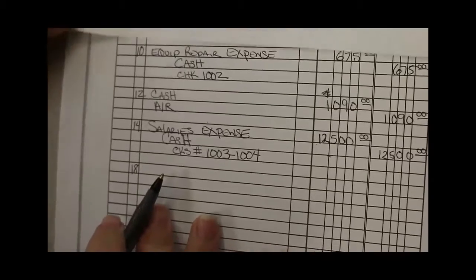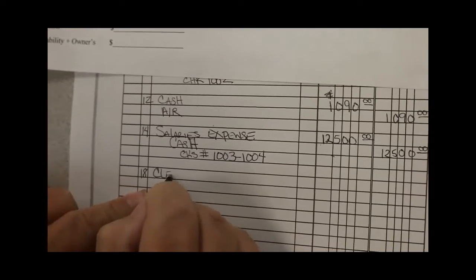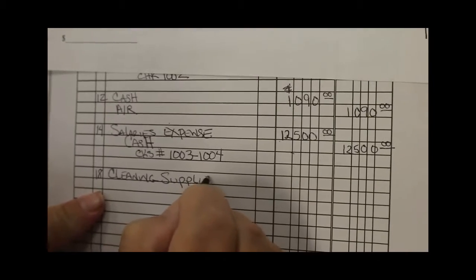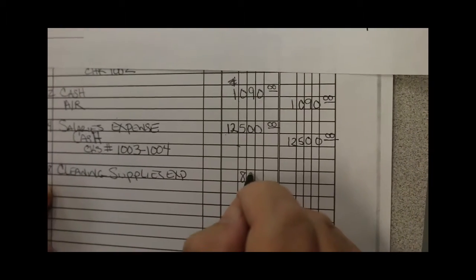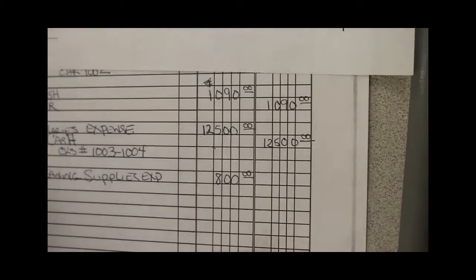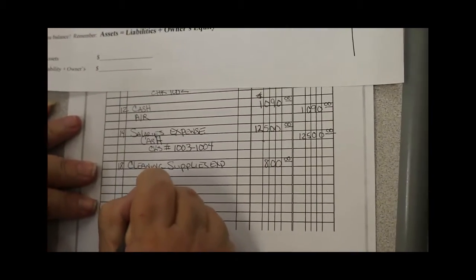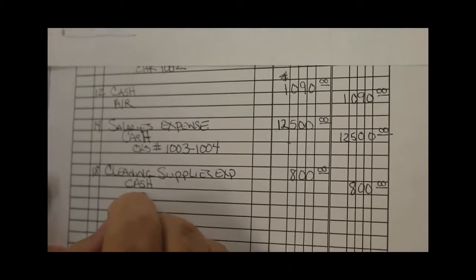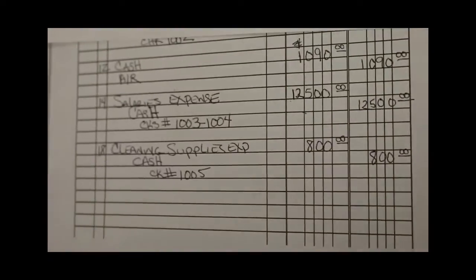Which account got debited? That was our cleaning supplies expense. Okay, and that was 800. Okay, and then what account got credited? We had to credit cash, right? Because we're decreasing our cash, 800. And we had to write a check for that, so check number 1005. So it should look like that.